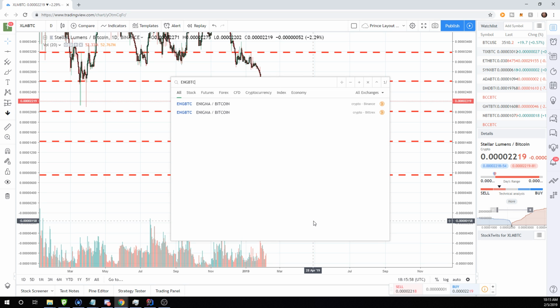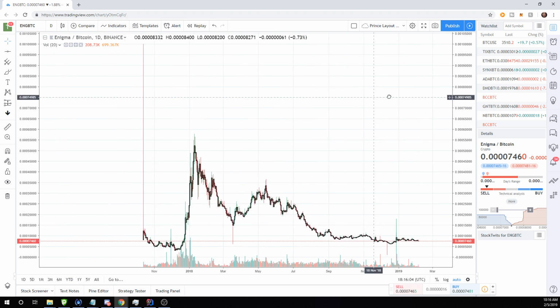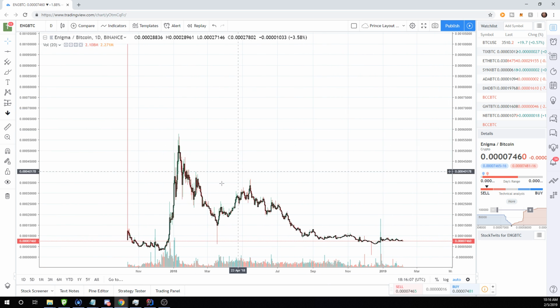ENG BTC, Enigma. Cool. Check this guy out. Back in November of 2018, it definitely saw a serious bottom here before it saw its initial spike.